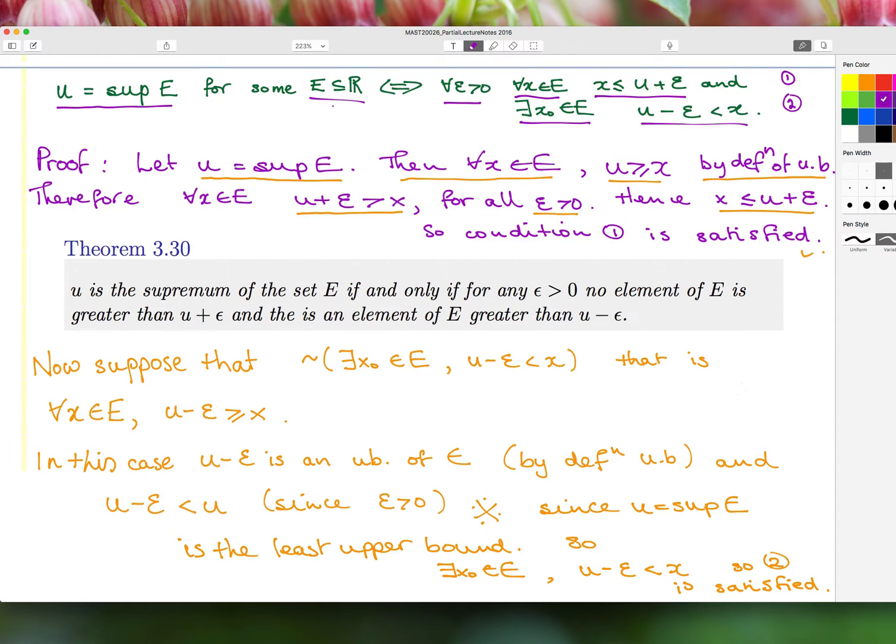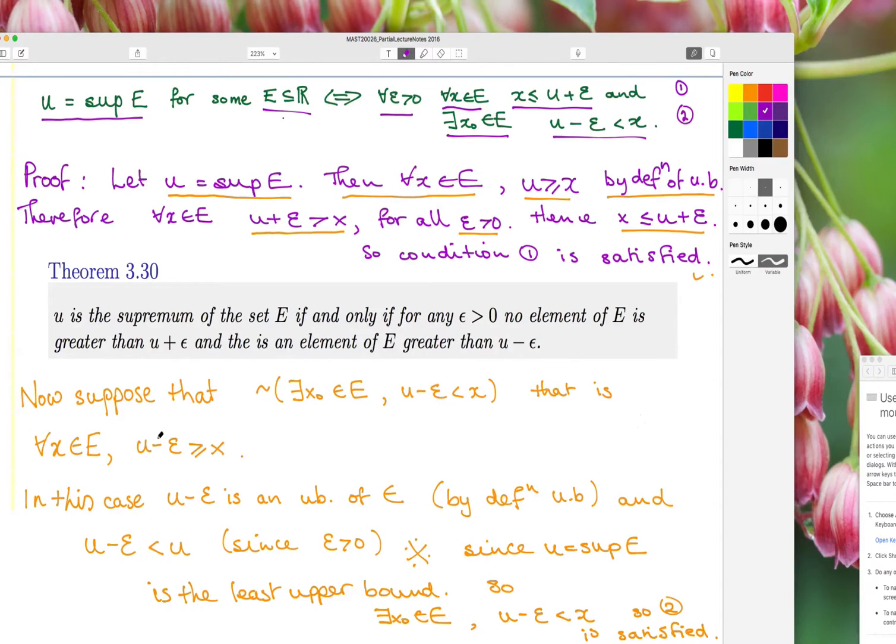So to show that condition 2 is true, we're going to use proof by contradiction. Condition 2 says there exists an x naught in E such that U minus epsilon is less than x naught. We're going to assume the opposite. We're going to suppose that that statement is not true. What does that mean if we negate that? It means that for all x in E, U minus epsilon is greater than or equal to x. If that's true, that means that in this case, U minus epsilon is actually an upper bound of E.